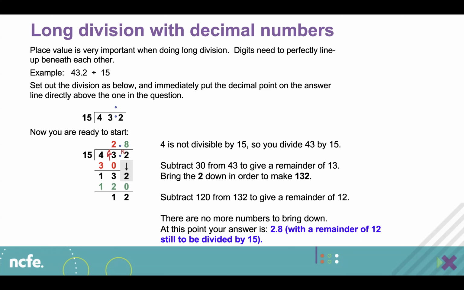What you would do is, 4 is not divisible by 15, so you divide 43 by 15. Subtract 30 from 43 to give the remainder of 13. Bring down the 2 in order to make 132. Subtract 120 from 132 to give a remainder of 12. There are no more numbers to bring down. At this point, your answer is 2.8 with the remainder of 12 still to be divided by 15.